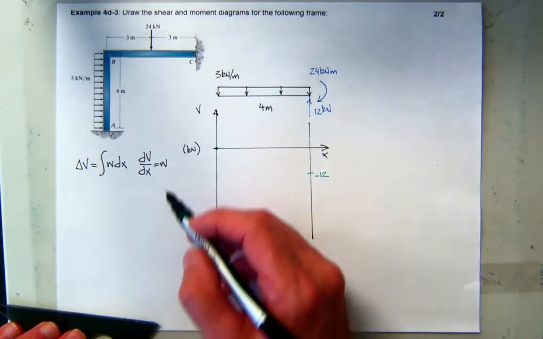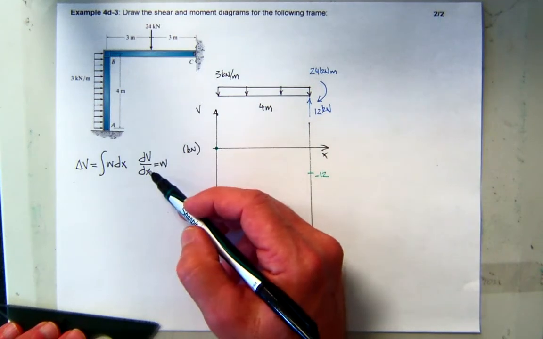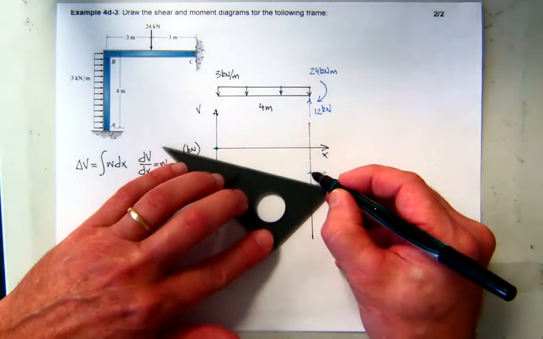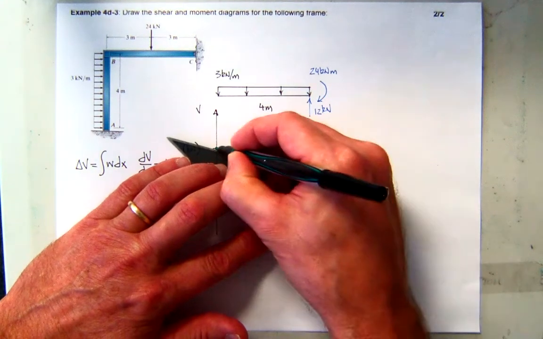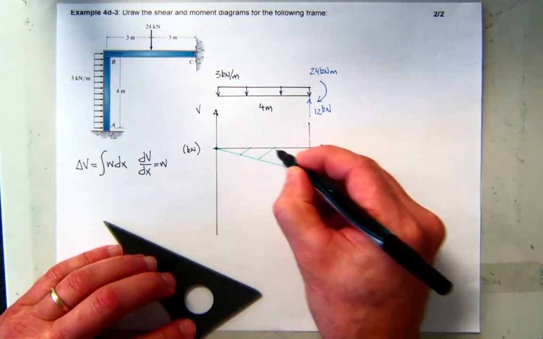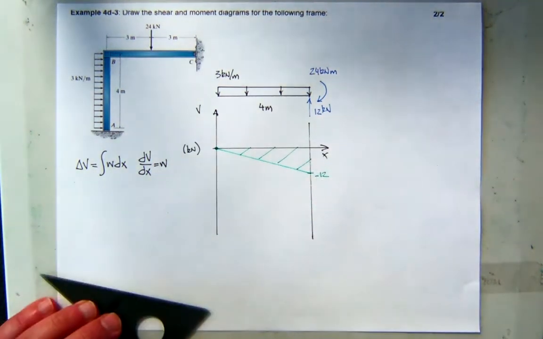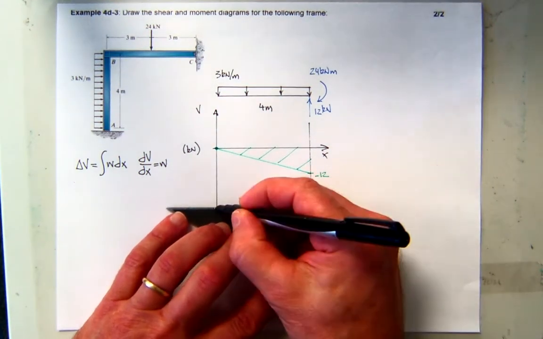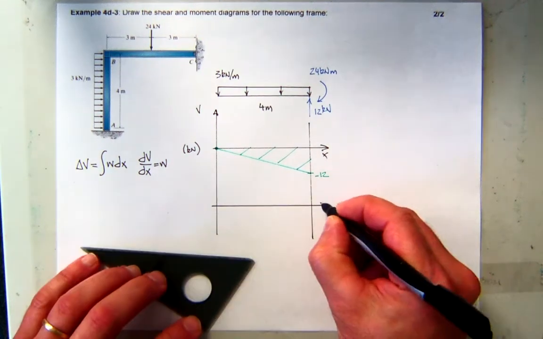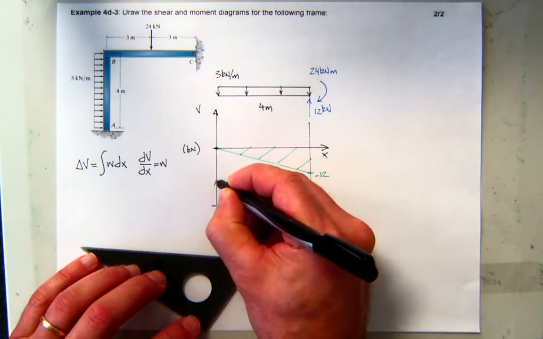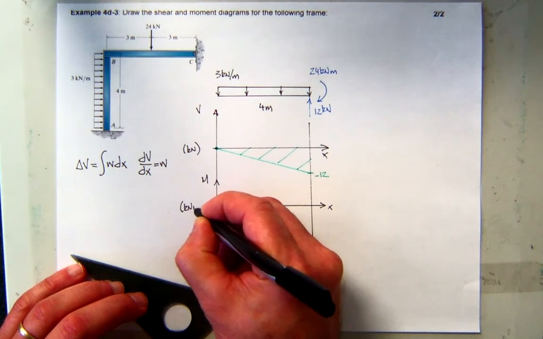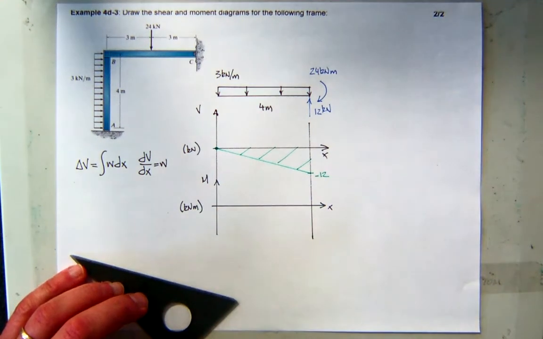That's nice. And then the slope of that curve should be given by the load. The load is constant and negative. So here's my constant negative slope. So now we'll go and do the moment diagram. So again, we'll establish positive x-axis, positive moment, and we'll do kilonewton meter for all our values.